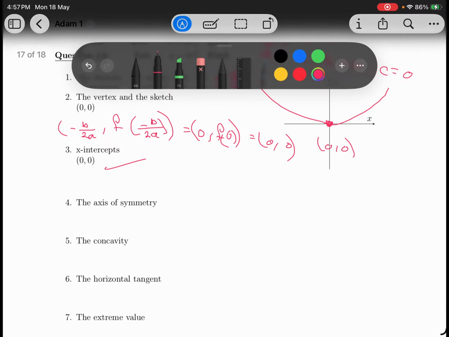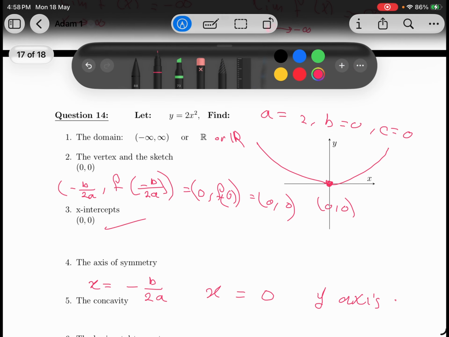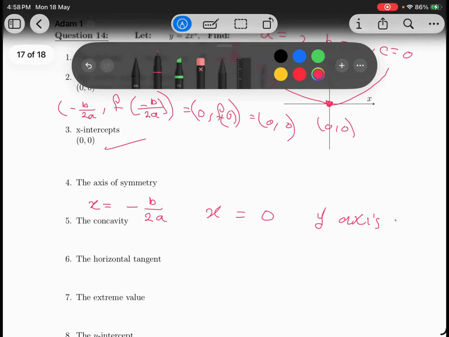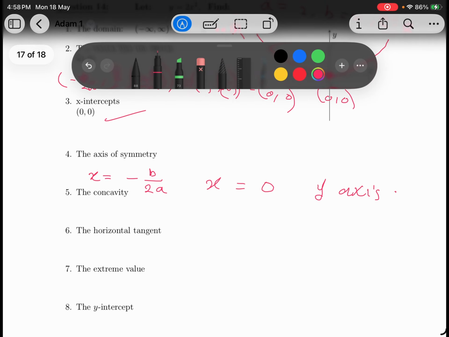The axis of symmetry, x equals minus b over 2a, which is the x coordinate of the vertex. It means x equals 0, which is the y-axis. So here, guys, the vertex is on the y-axis itself. The y-axis splits this parabola into two identical parts. So this is really very special here.